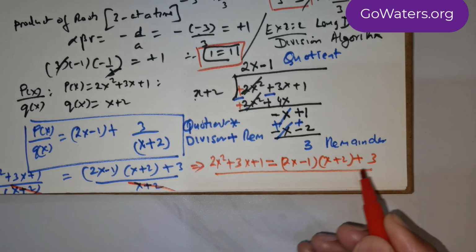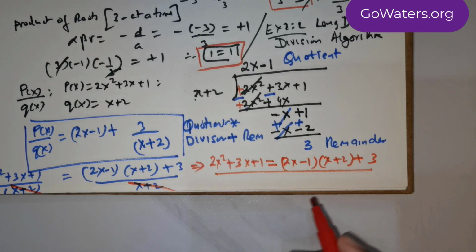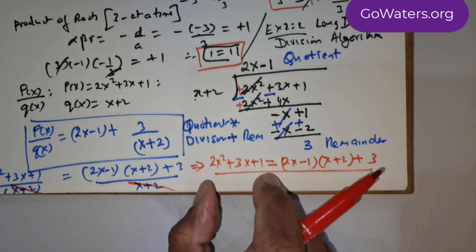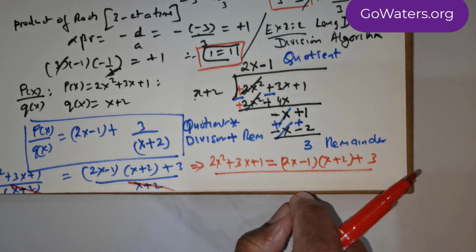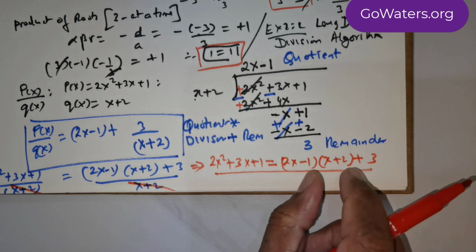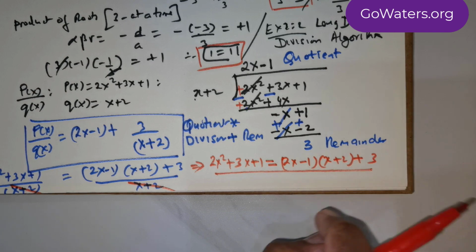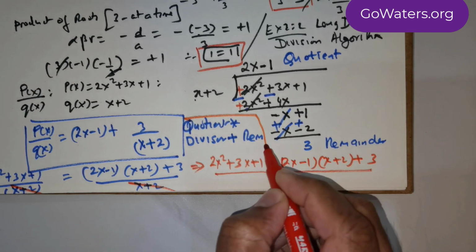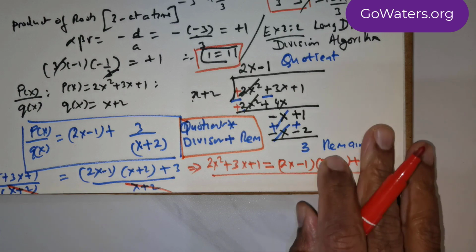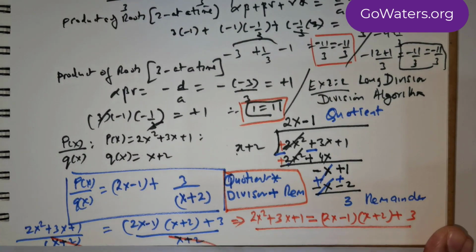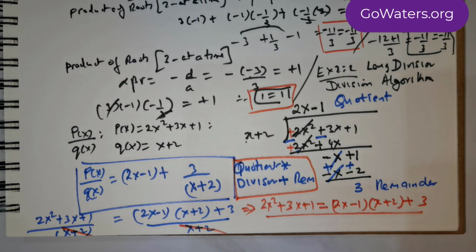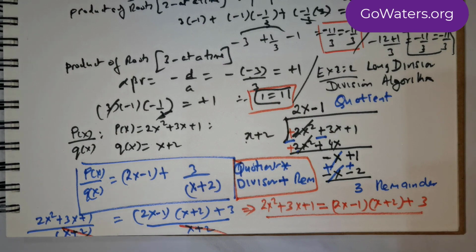So in fact, what are we trying to show you here? There is always a way by which we can factor the polynomial as quotient times the divisor plus the remainder. So this is the all important formula that you will have to have in mind. Having mentioned this, let us familiarize ourselves with the concept by working some problems.